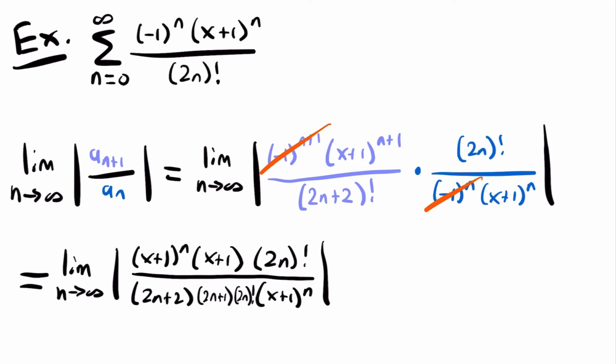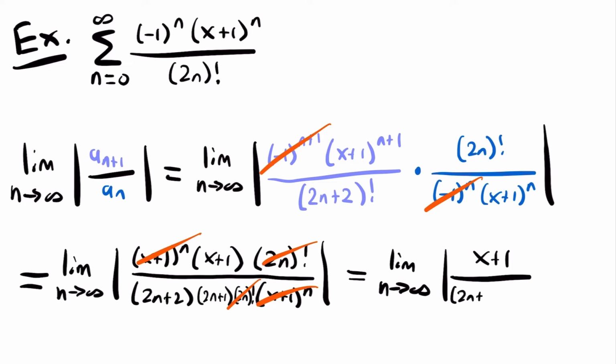All right, and so these two factorials are going to cancel out. And then notice that we have x plus 1 to the power of n in the numerator and denominator. So those are going to cancel out. And now we're just going to be left with x plus 1 in the numerator and these two quantities in the denominator. And so this is equal to the limit as n approaches infinity of the absolute value of x plus 1 divided by 2n plus 2 times 2n plus 1.